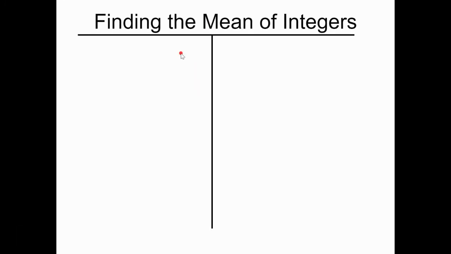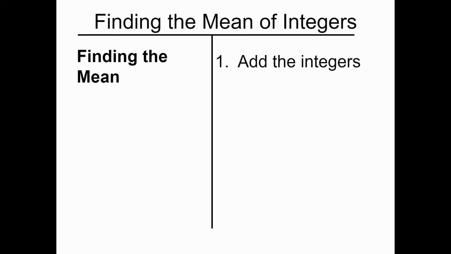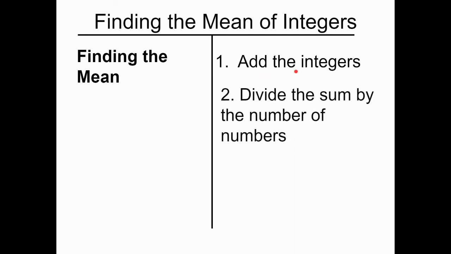Now, one thing you can do once you understand integer division is finding the mean of integers. And the mean is also the average. So to find the mean, you can add the integers, and then you're going to divide by the number of numbers.